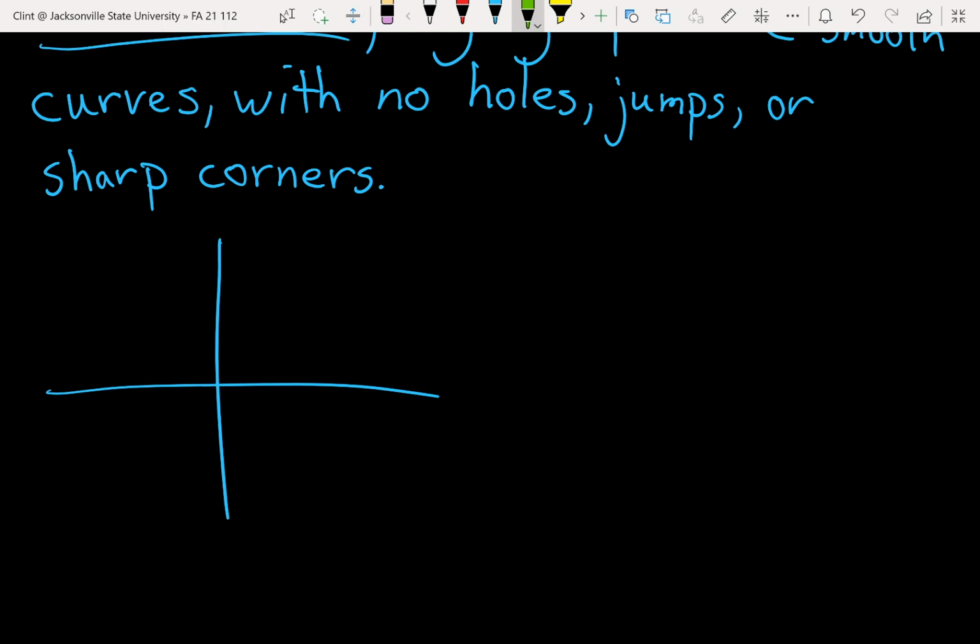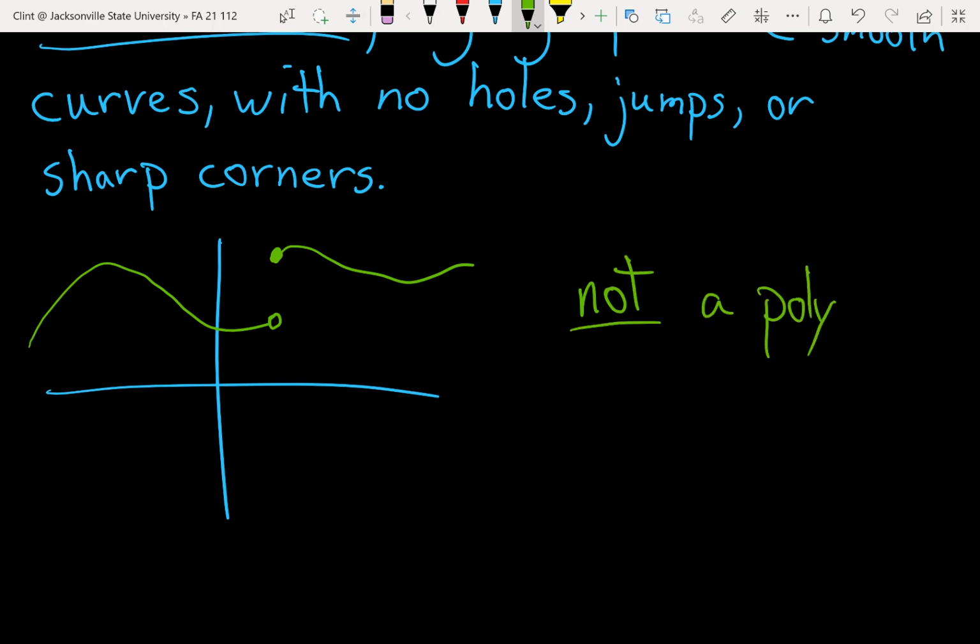Let's do this one first. So we've got a curve here, but then we've got a break in the graph, and it goes from there. So that's what I would call a jump. If you have something like that, then that's not a polynomial. You don't even have to see the function definition. You just know from the graph that if you've got something like that in there, it's not a polynomial.